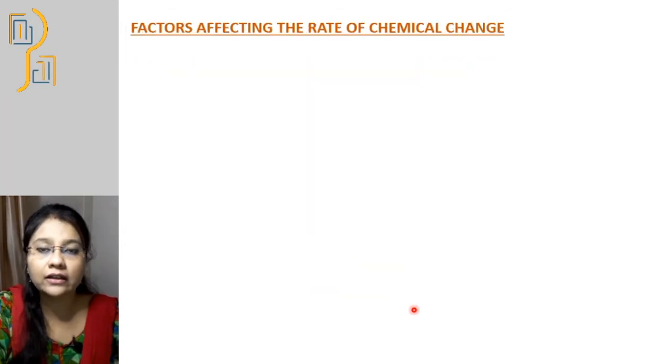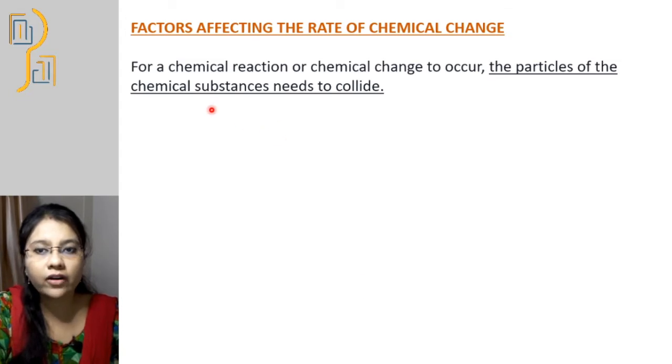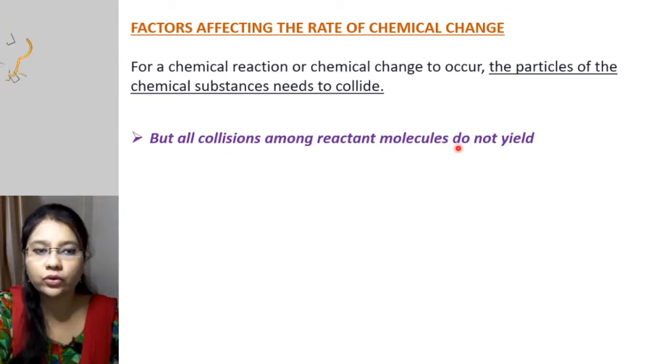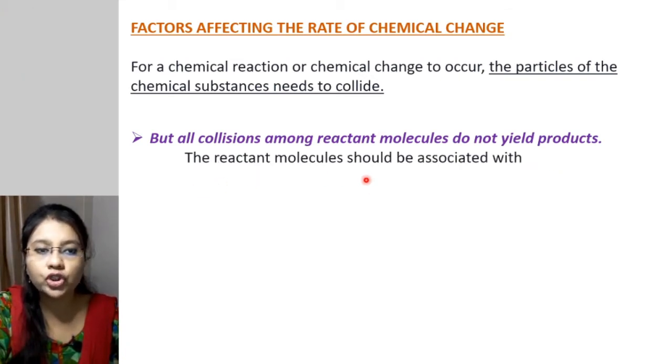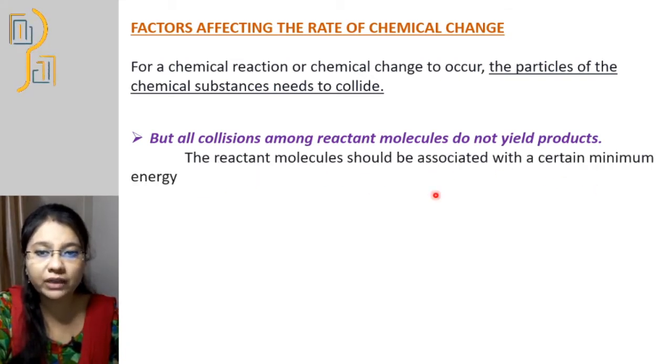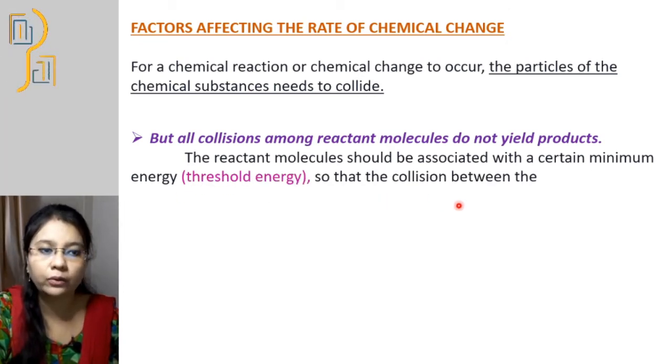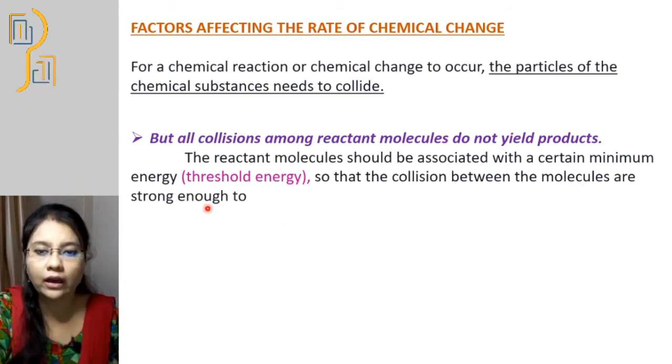Now let us study the factors affecting the rate of chemical change. For a chemical reaction or chemical change to occur, the particles of the chemical substances need to collide. But all collisions among reactant molecules do not yield products. The reactant molecules should be associated with a certain minimum energy called the threshold energy, so that the collision between the molecules is strong enough to bring about the chemical reaction.